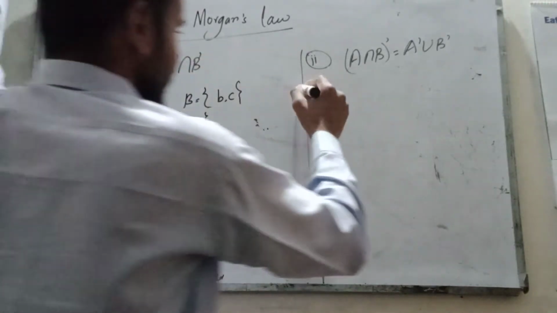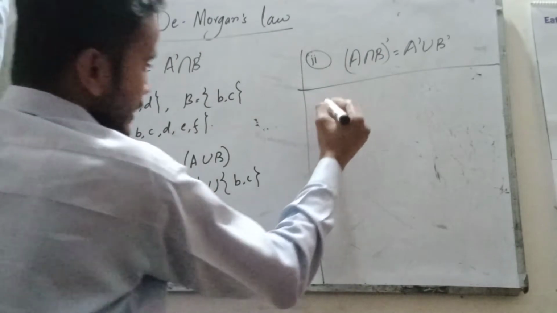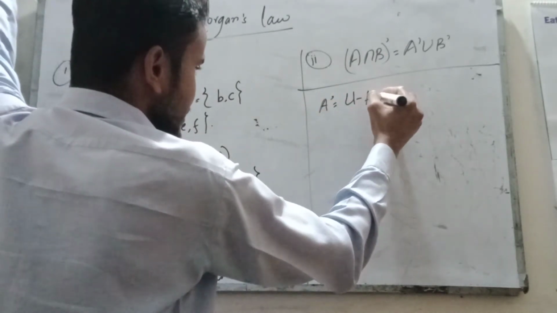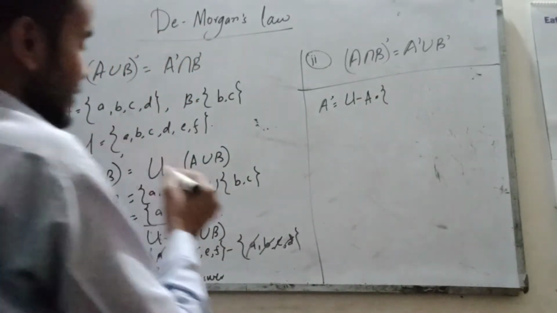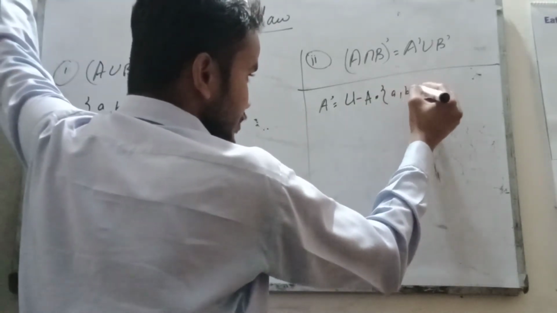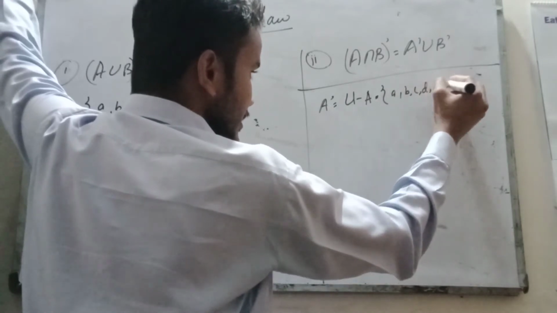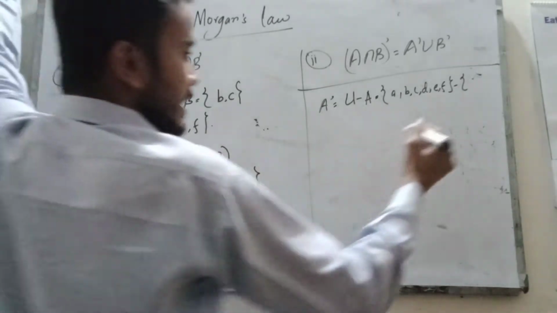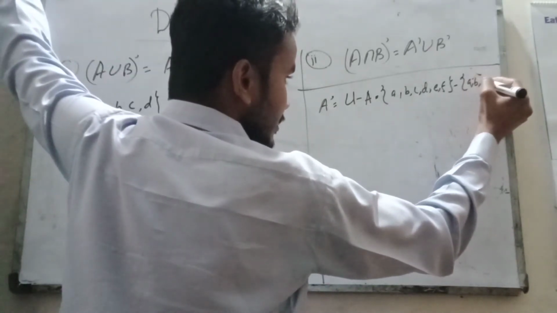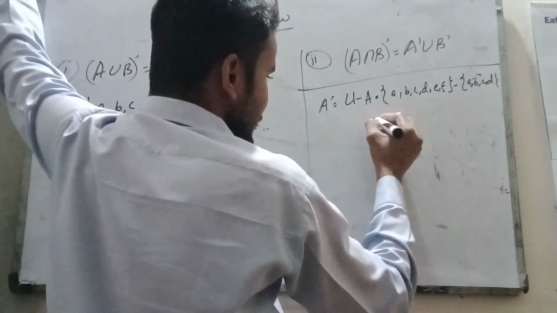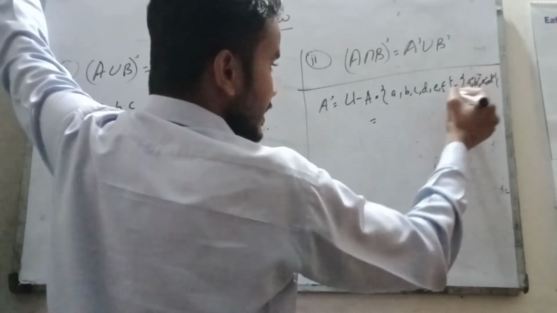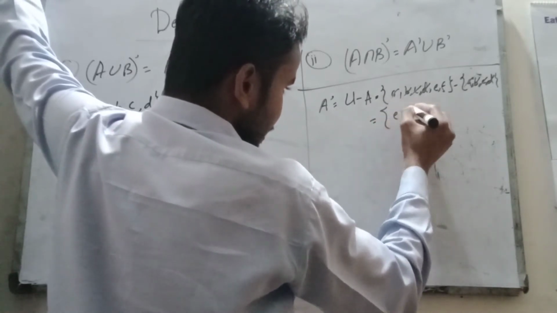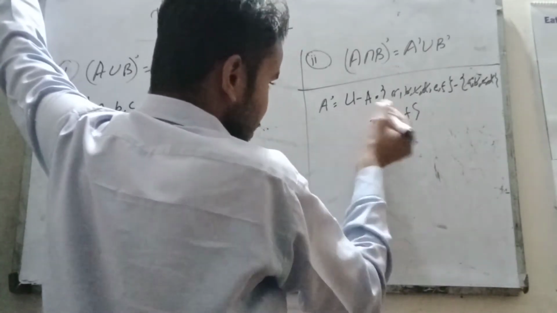Okay, let's do that one. Right hand side: A complement is equal to universal minus A. So what are the elements of the universal set? A, B, C, D, E, F minus, what is the A set? A, B, C, D. So A, B, C, D are cancelled, and what is the remaining? E and F. So this is the A complement.